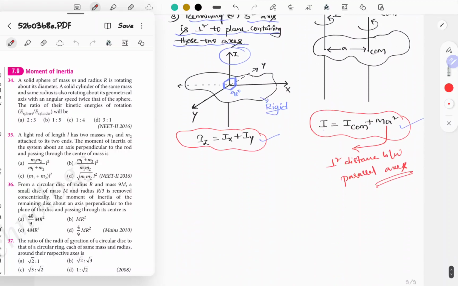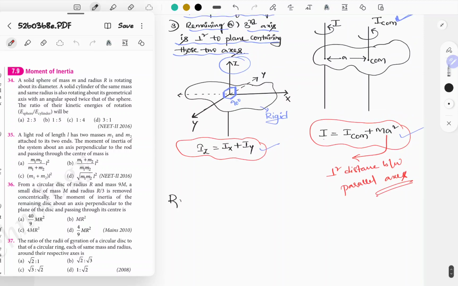And one more last and final point that we have to remember is the radius of gyration formula. Okay, what? Radius of gyration.